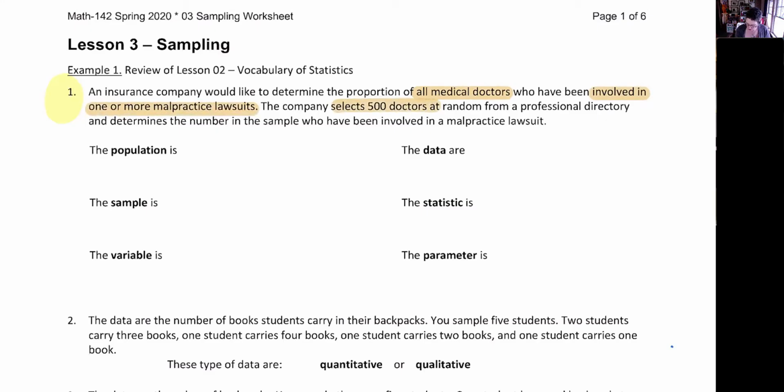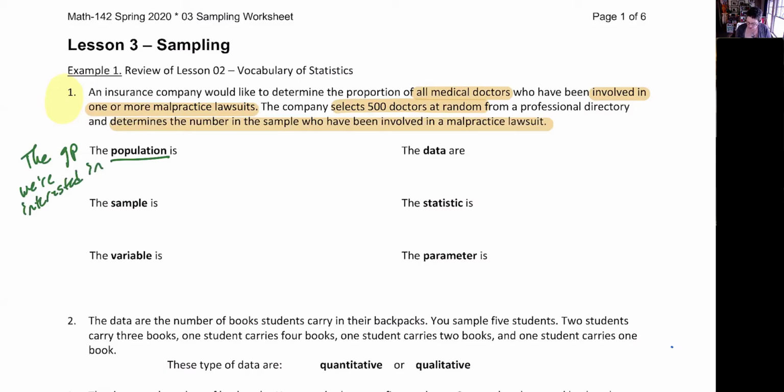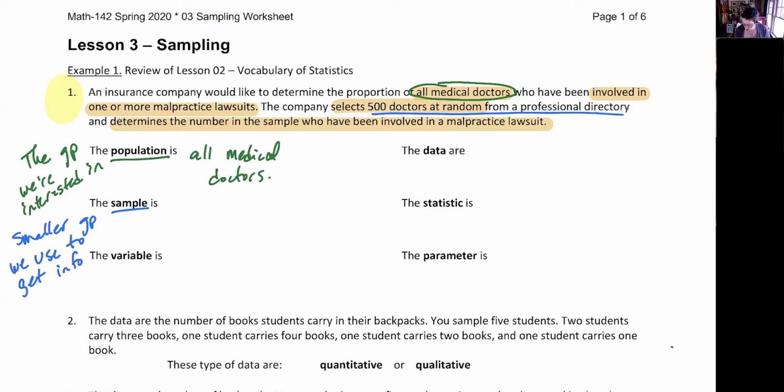The company selects 500 doctors at random from a professional directory and determines the number in the sample who have been involved in a malpractice lawsuit. That seems important too. Okay, so you see how I've pulled out what I think is the important information. Now the question is, what do you think the population is? Remember, the population is the entirety of the group that you're interested in. Okay, and if you look at this, that's here, all medical doctors. The sample, remember, the sample should always give you a number and who it was, okay? So the sample is going to be that smaller group we use to get information, okay? So in this case, we have 500 doctors who were chosen from a medical directory, okay? Does anyone have any questions, or is anyone unclear on how I determined those?